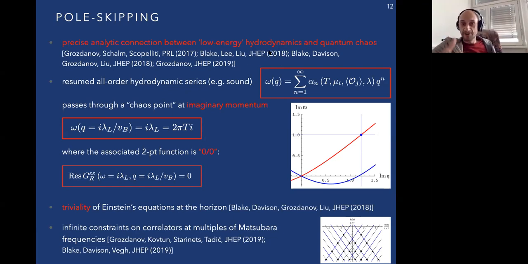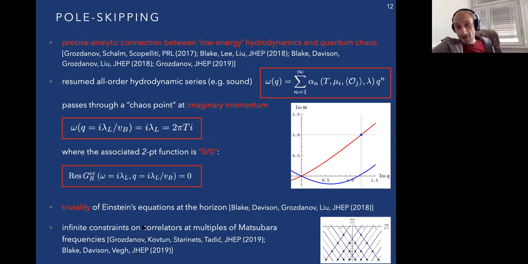It's an effective theory of chaos, where if you take chaos as being dominated by some energy mode, that's kind of a hydrodynamic mode, then you can predict this behavior. Now, we understand this very well from holography, and we know that the reason for this is triviality of Einstein's equations at the horizon. Okay.